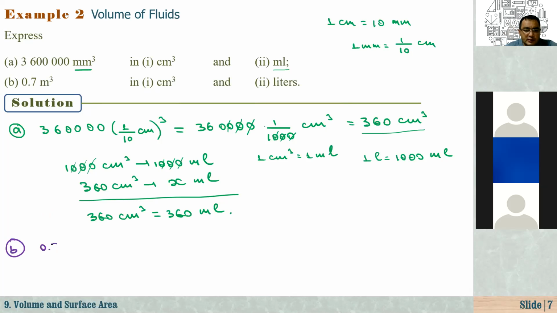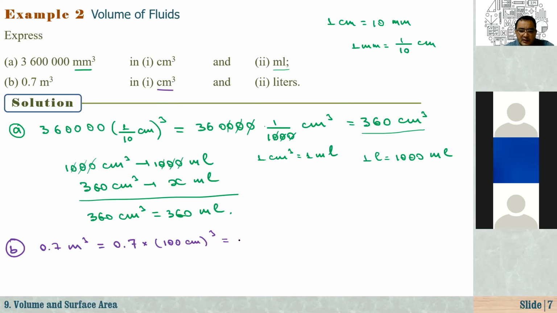So 0.7 meter cube. Now I can just write this. We need to change this into centimeter, right? 0.7 times, what is 1 meter? 1 meter is 100 centimeters. And here we have cube. That's equal to, and here we have 100 cube.